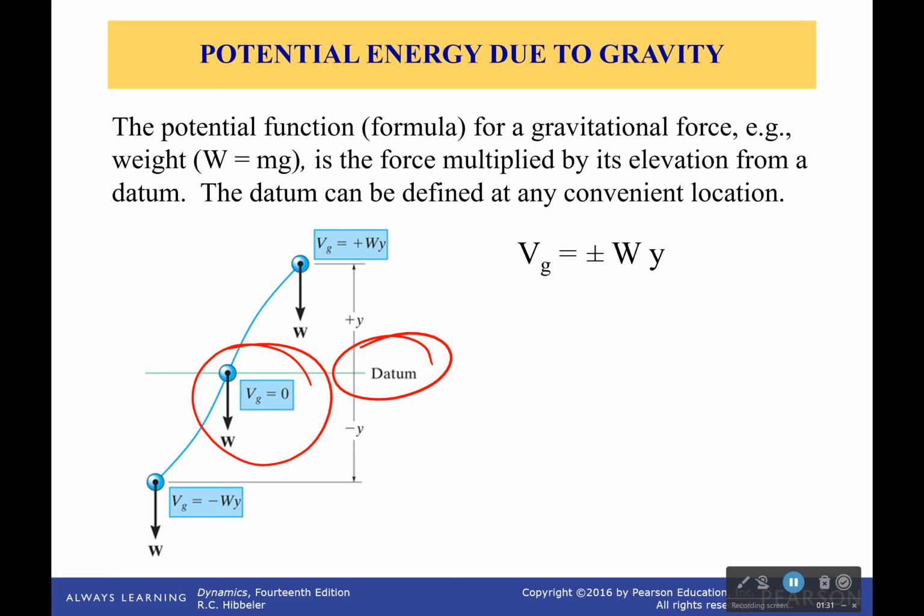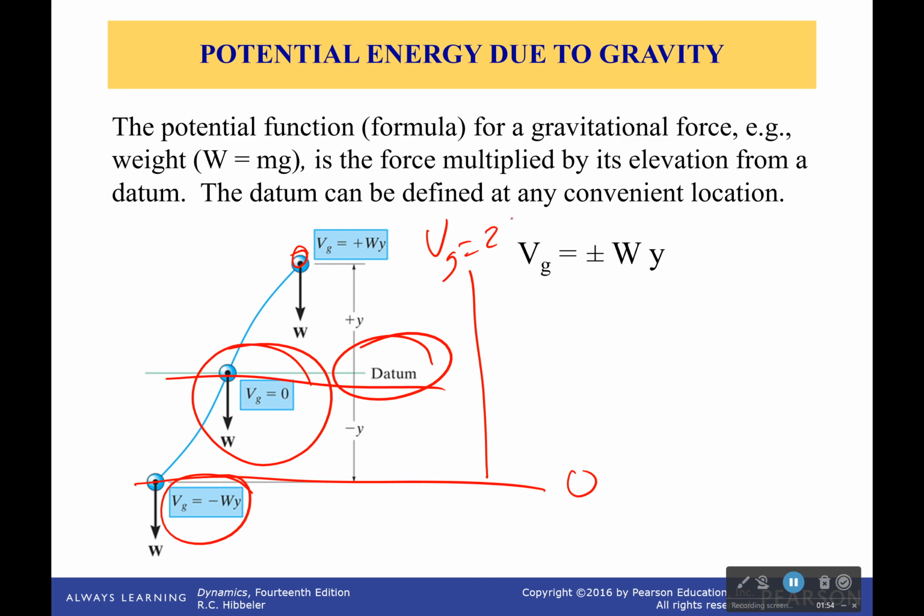So, looking at this right here, you can see that based on this datum, if I'm up here, I've got a positive potential energy. And it's going to be the weight times my distance y. Or if I'm down here, I've got a negative potential energy. However, if I've set this as my datum, if that's 0, then I would actually have a potential energy up here of 2 times the weight times distance. So it all is going to depend on where I set my datum.